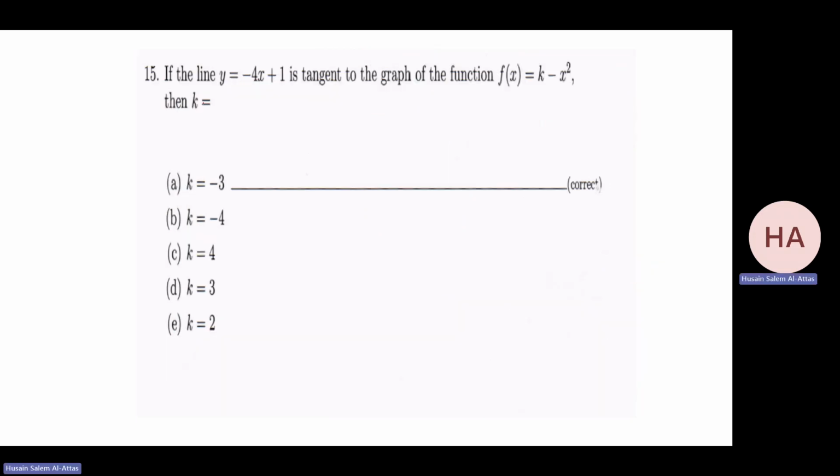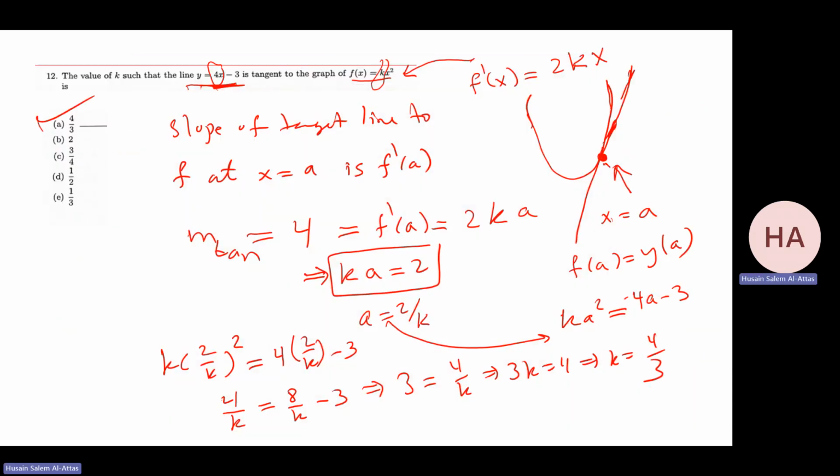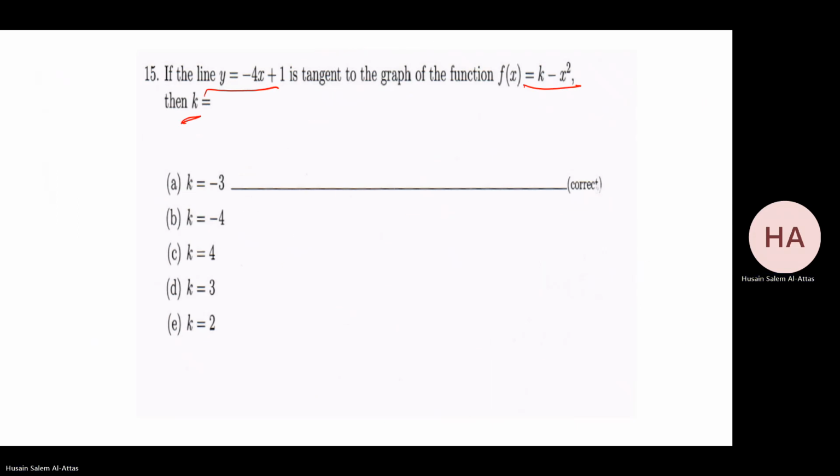If the line is tangent to the graph of this, find k. Like what we did here. This question is the same, exactly the same, so let me do it quickly. What we have, f prime is minus 2x. So I have a problem, doing it like this is a problem.